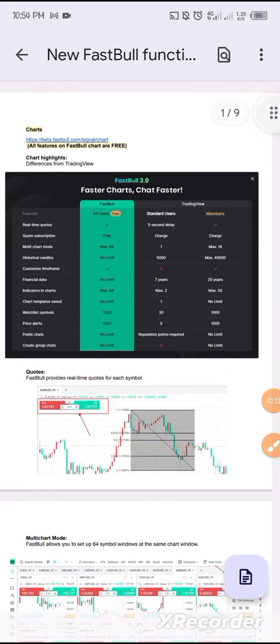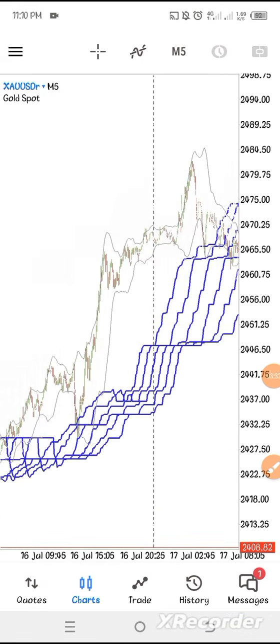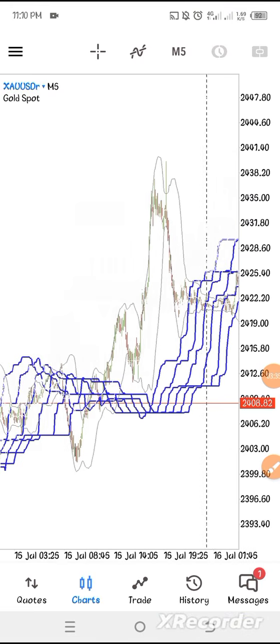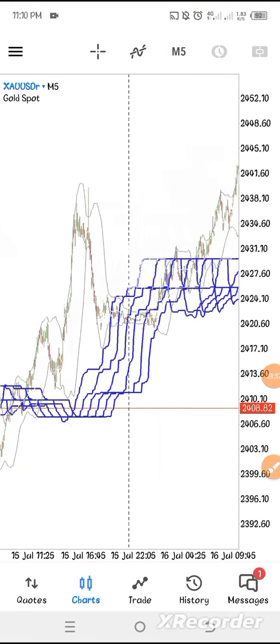Thanks for listening. So as I was saying, let's get back to the work. It is a breakout, but we use only the line of the Kumo to trade. Okay, let me show you how it works.